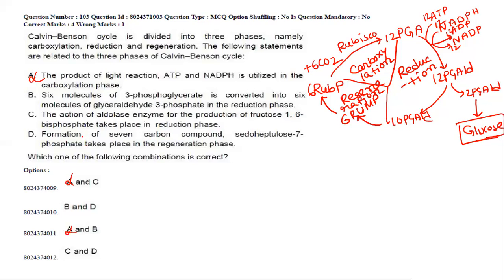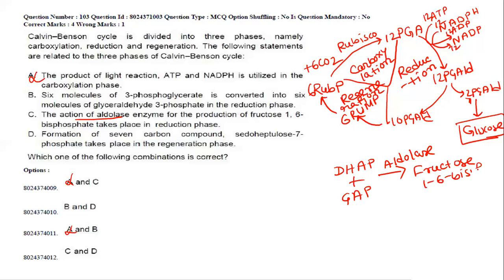And now another: the formation of the 7 carbon compound sedoheptulose 7-phosphate takes place in the regeneration phase. This is also correct. The action of aldolase enzyme for the production of fructose 1,6-bisphosphate takes place in the reduction phase. No, actually this aldolase enzyme works here. What it does: dihydroxyacetone phosphate, as in the reaction in glycolysis, plus glyceraldehyde 3-phosphate join together in the presence of aldolase enzyme to produce fructose 1,6-bisphosphate.